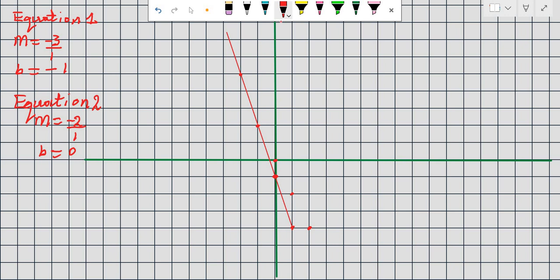Good. We can also count 2 steps up and 1 step to the left. So 1, 2, and 1 step to the left. So it's at this point. And then from here, you count 2 steps up, 1, 2, and 1 step to the left. All right, so we have enough points to plot the graph. So now let's draw a straight line. Okay, so from here, you just take a straight line.